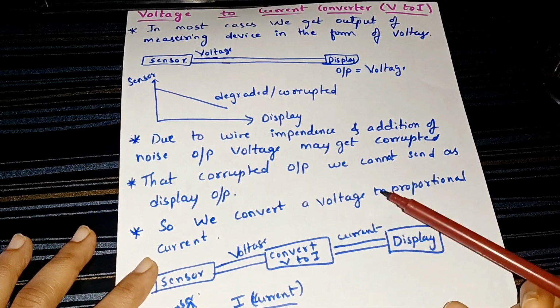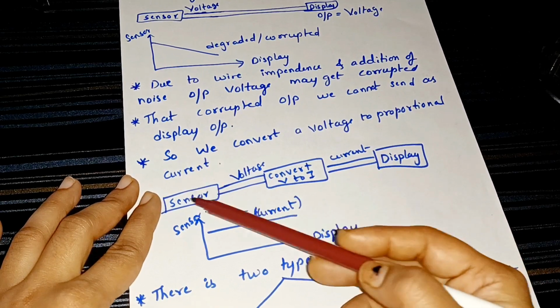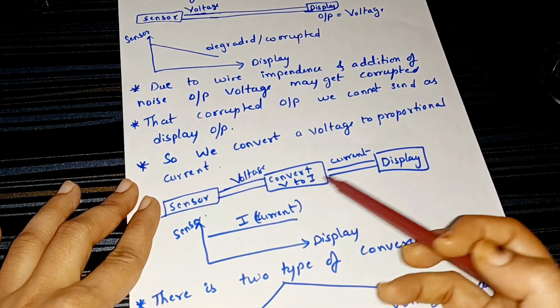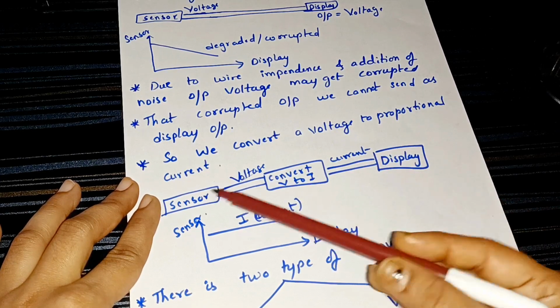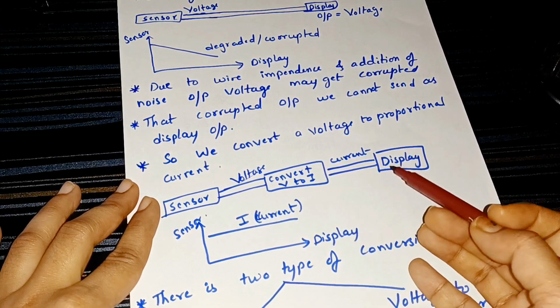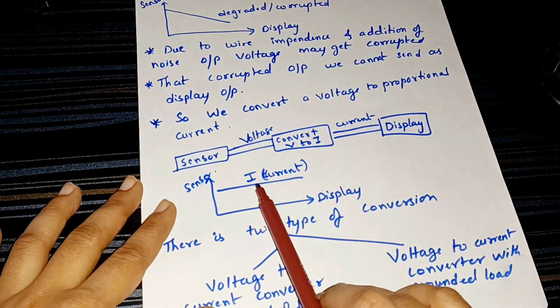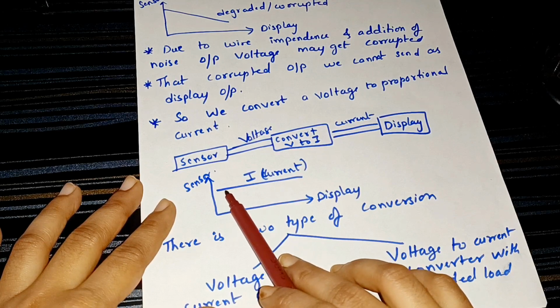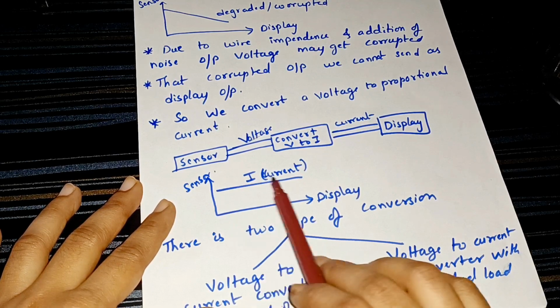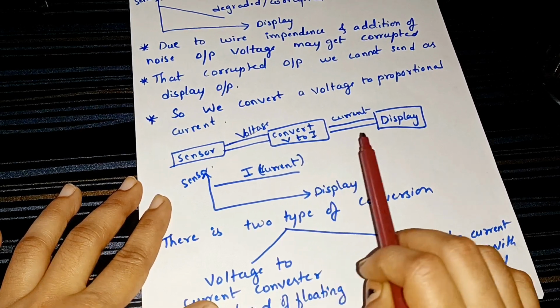So we convert voltage to proportional current. When we are sending voltage from the sensor and converting that voltage to current, the display will be accurate. Whatever the sensor is giving is exactly what is displayed in the output. So we can say the sensor is giving the current, and even though it moves from sensor to display, from source to destination, there is no corruption of the current.